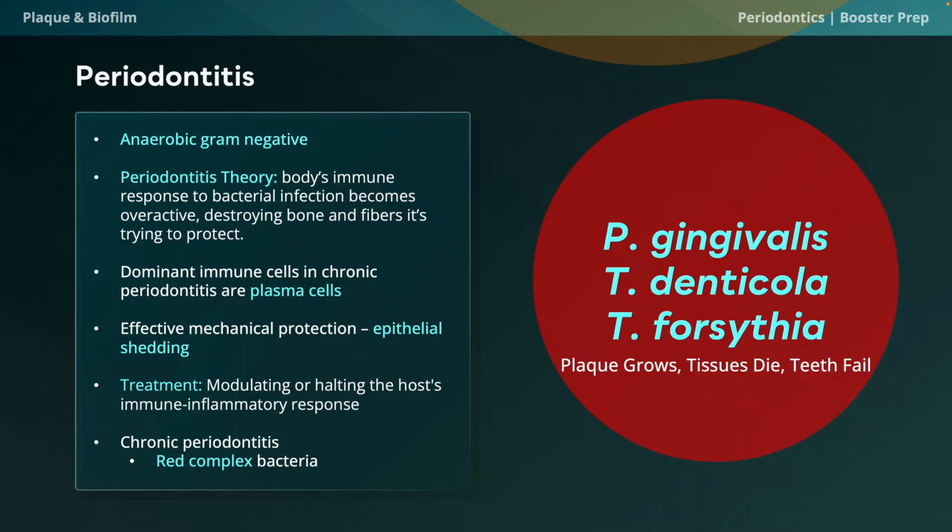Once the biofilm does mature though, we're in chronic periodontitis territory, and that's dominated by the red complex. They include Porphyromonas gingivalis, Tannerella forsythia, and Treponema denticola. These three you definitely need to commit to memory. And to help myself remember the red complex, I use the mnemonic: plaque grows, tissues die, teeth fail. Plaque grows for P. gingivalis, tissues die for Treponema denticola, and teeth fail for Tannerella forsythia.